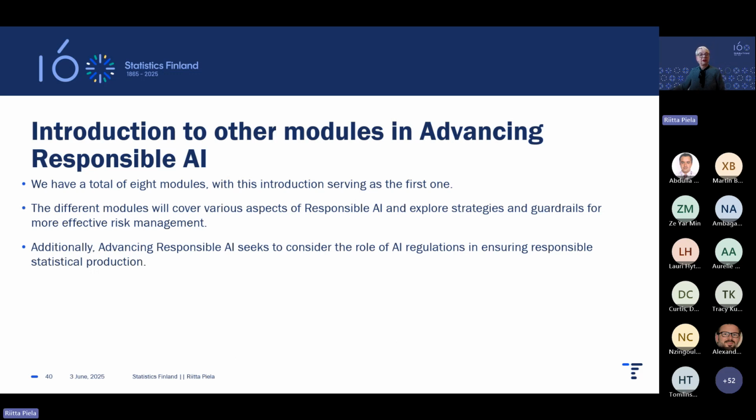A short introduction to the other modules of Advancing Responsible AI. So we have a total of 8 modules, with this introduction serving as the first one. The different modules cover various aspects of responsible AI and explore strategies and guardrails for more effective risk management. Additionally, Advancing Responsible AI seeks to consider the role of AI regulations in ensuring responsible statistical production.